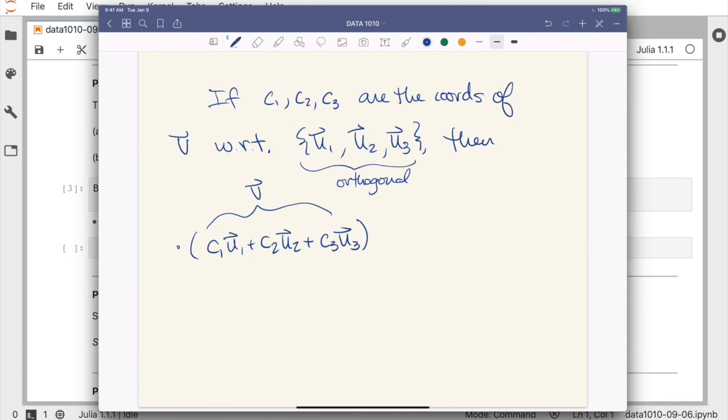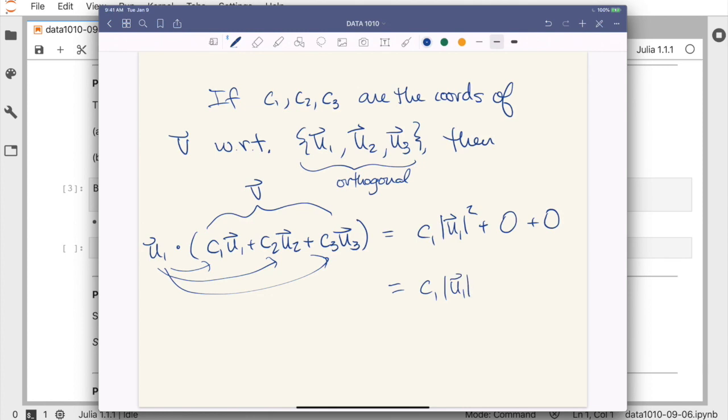It has the property that when you dot it with U1, what you get is C1 times U1 dotted with itself, that's the squared norm of U1, plus U1 dotted with U2 and U1 dotted with U3, each time C2 or C3. The thing is, both of those are 0 because each vector dotted with a different vector in the list is 0. So if we just dot U1 with V, we see that what we get is the coordinate that we're interested in, C1, times the squared norm of U1.